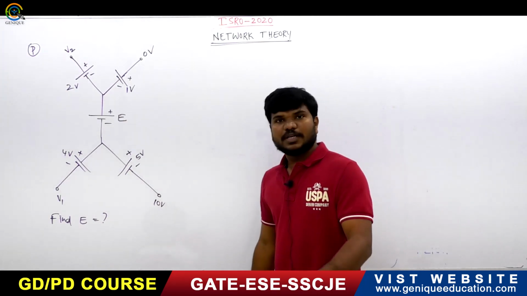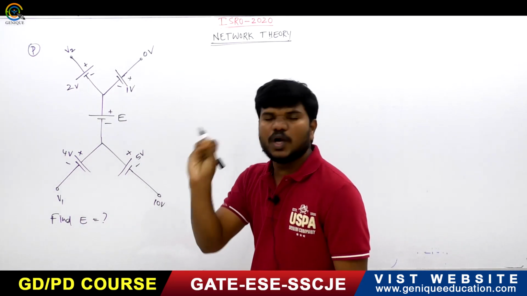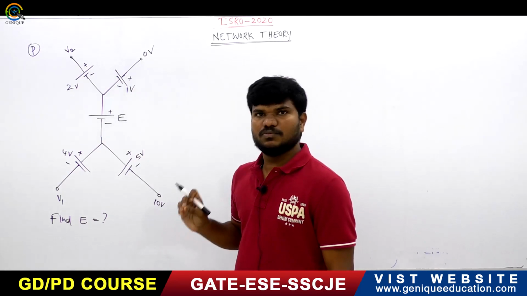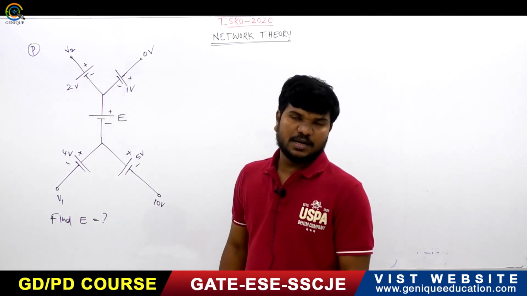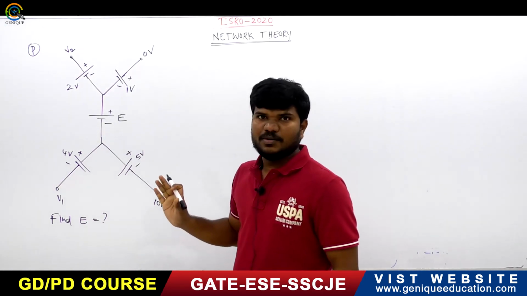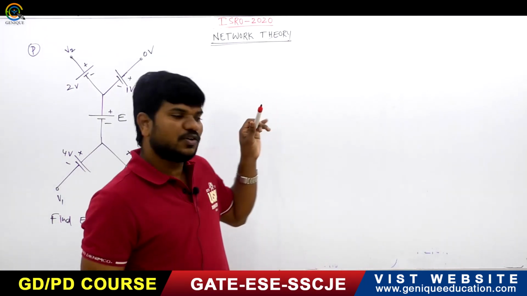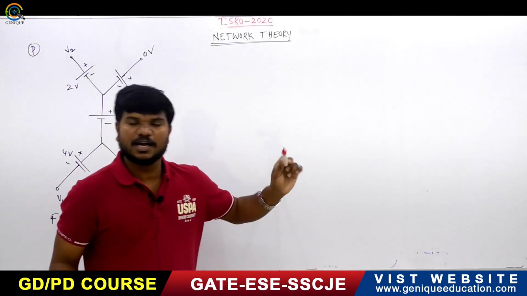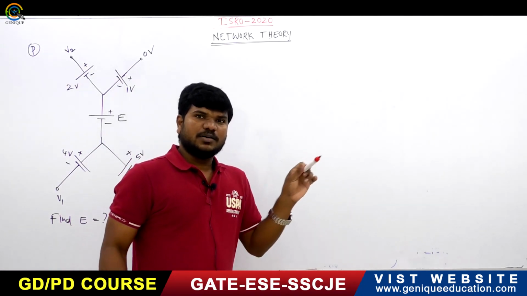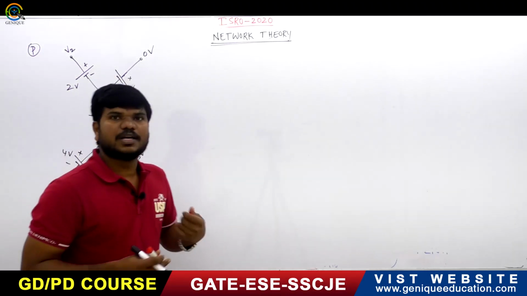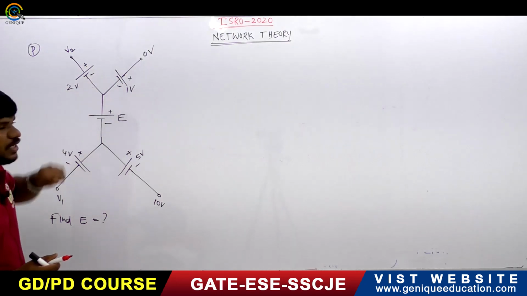Whenever only voltage sources are given, you should think of KVL first. It is better to use KVL. First think about KVL, then KCL, then any theorems, and after that some network reduction techniques. So in this we should go for KVL here.